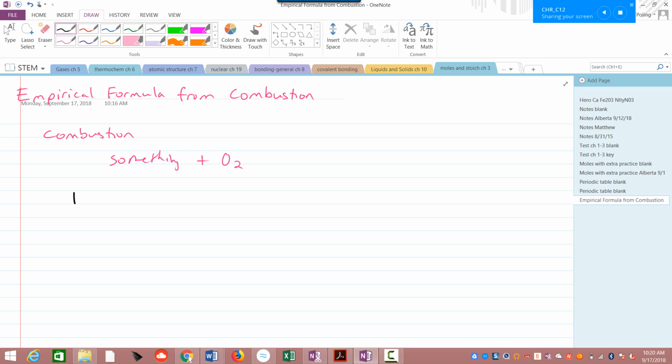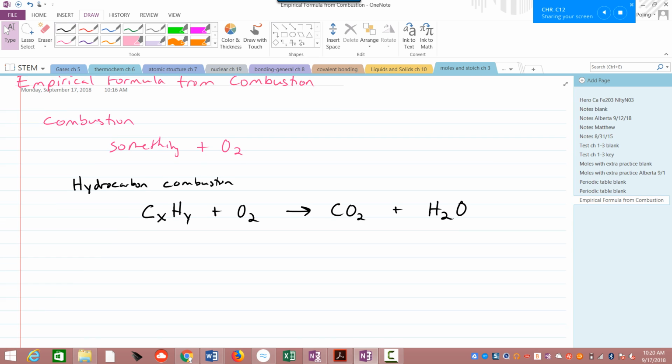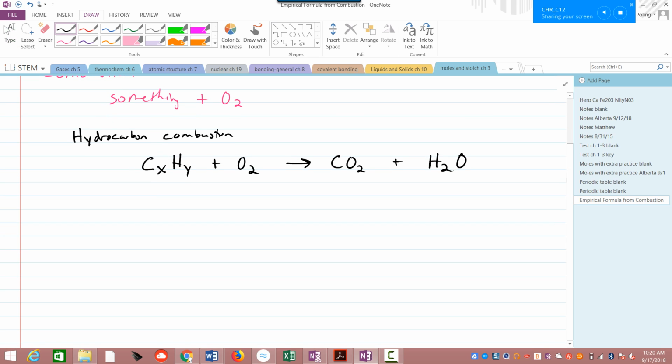But what we're specifically talking about in these problems is hydrocarbon combustion. So that means something with C and H plus O2, and it always makes CO2 plus H2O. Hydrocarbon means it contains hydrogen and carbon.